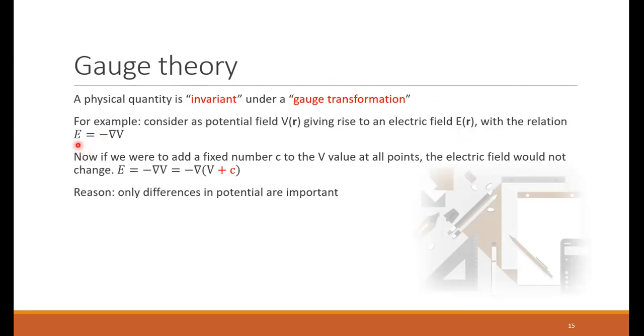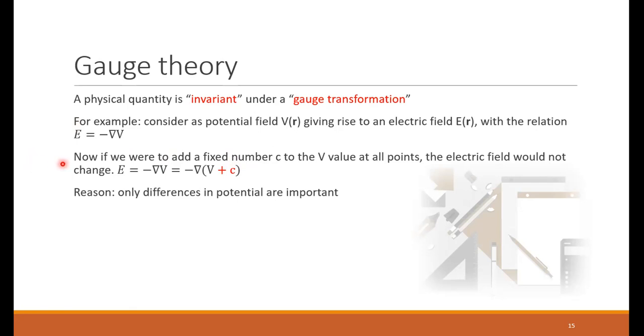Okay, we know that these two quantities are related by this relation, that the electric field is equal to the negative gradient of the potential. Now, if all points in space had an additional constant value of C added to their potential, we would see that the E value remains the same. This is because the electric field strength is related to the potential difference, not the absolute value of the potential, right? Again, this is something that we study in electrodynamics, so nothing groundbreaking at this point.